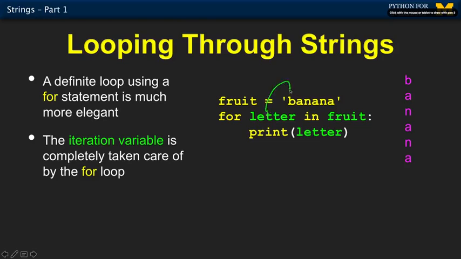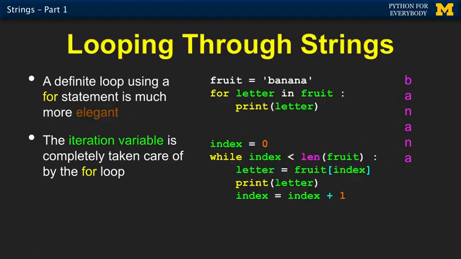So letter is going to be B, then A, then N, then A, then N, then A. And that means it's going to run this loop 6 times, and each time through, letter is going to be something different. And so it just prints this out. And we didn't have to construct any of that index stuff or any of the fancy stuff. We just rock and roll our way right through that.